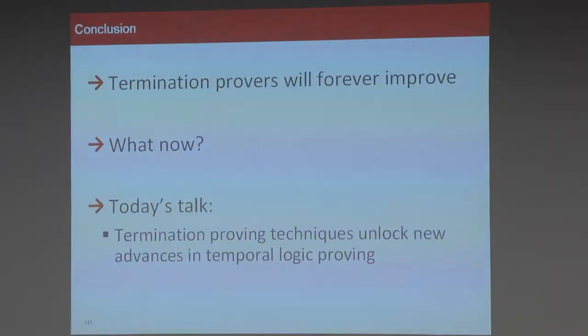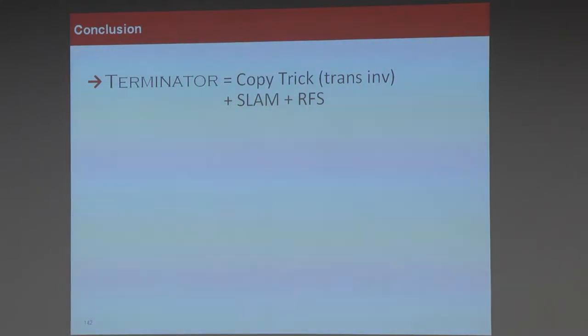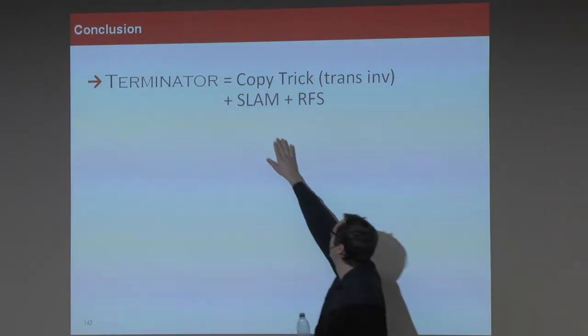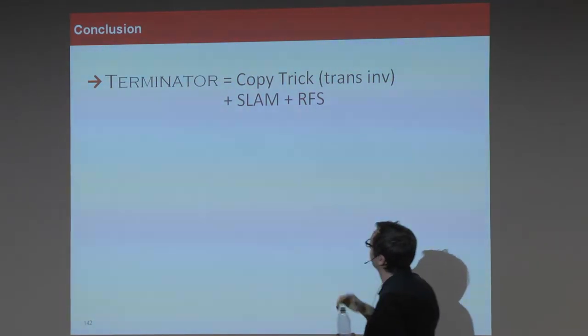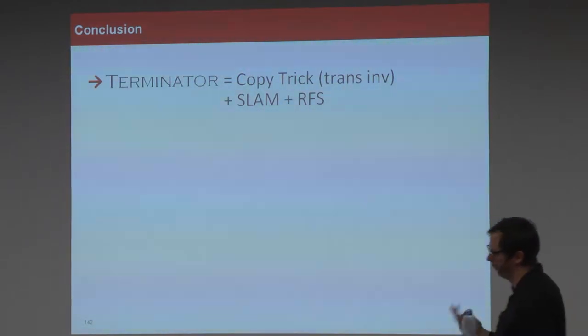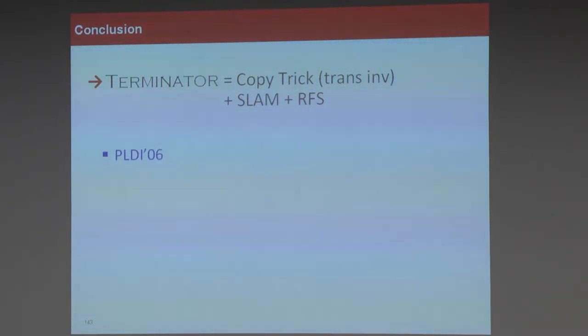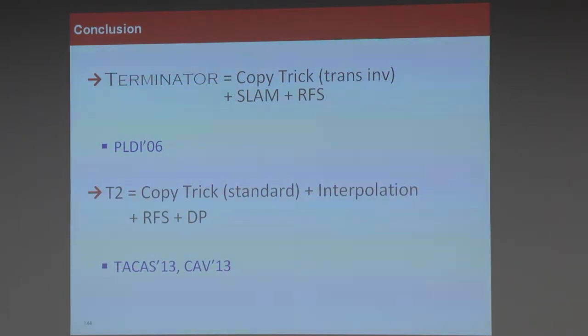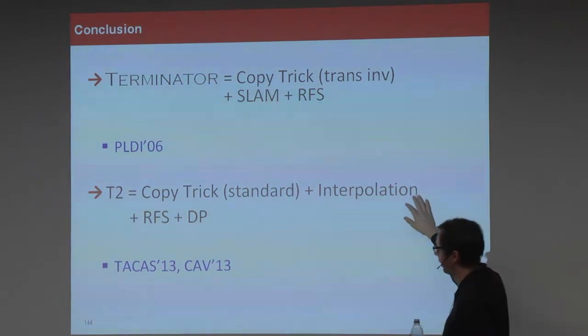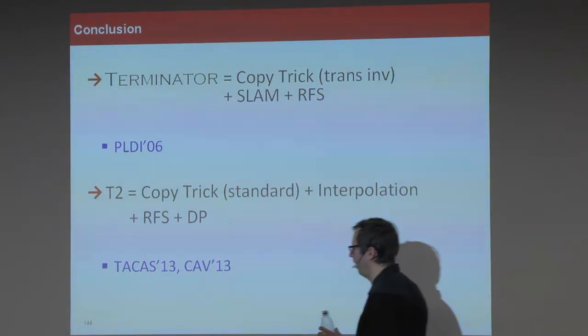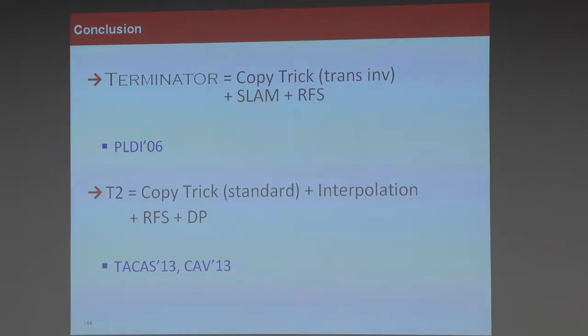So let me conclude. The assumption is termination provers are just going to get better and we're trying to figure out what to do with them. I'll summarize some results with some fake equalities. So Terminator was basically this tool I worked on before called SLAM, together with a tool from Andre for rank function synthesis, together with this copy trick, which I didn't tell you about. And that appears in PLDI. And then T2 is basically the same copy trick, slightly different, together with interpolation. So I'm not using SLAM anymore, I'm using an interpolation-based model checker, together with rank function synthesis, together with an approach from dependency pairs, which comes from the rewrite systems world.